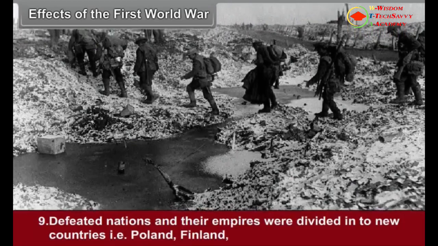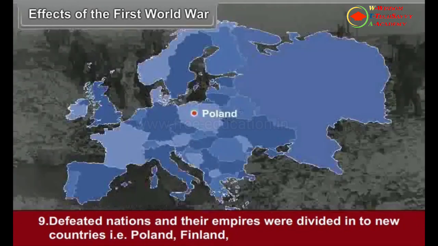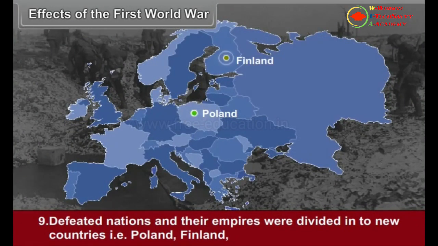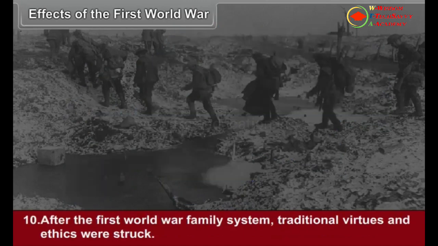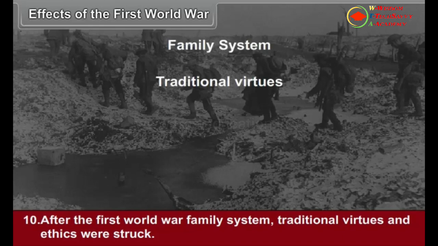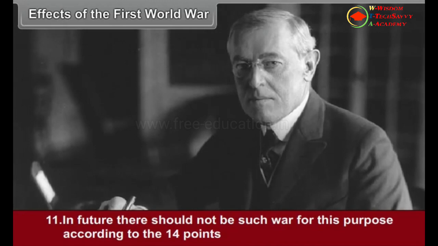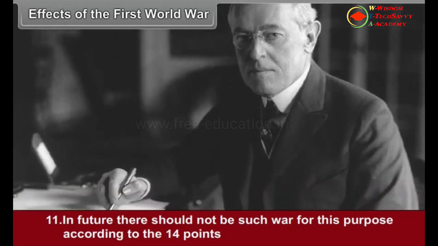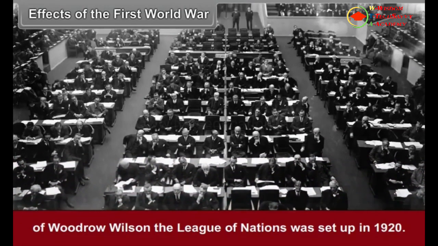Ninth, defeated nations and their empires were divided into new countries, that is, Poland, Finland, Romania, Bulgaria, Czechoslovakia, and Yugoslavia. Tenth, after the First World War, the family system, traditional virtues, and ethics were struck. Eleventh, in future, there should not be such a war. For this purpose, according to the 14 points of Woodrow Wilson, the League of Nations was set up in 1920.